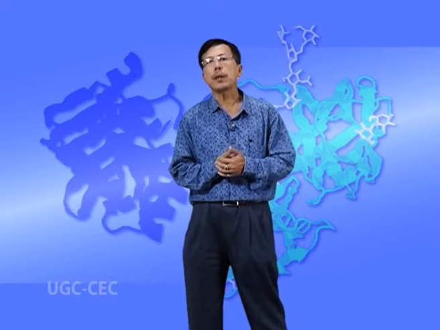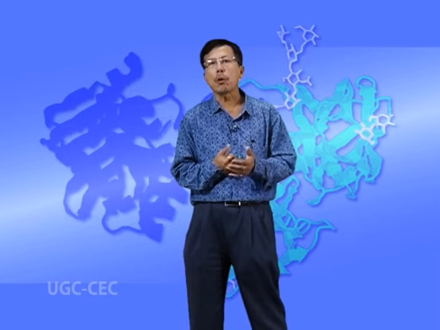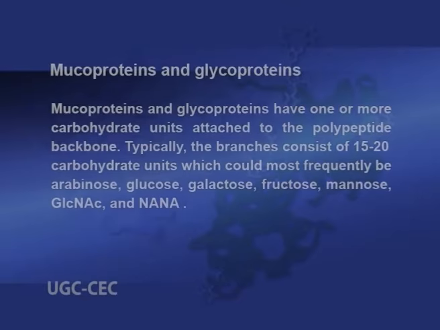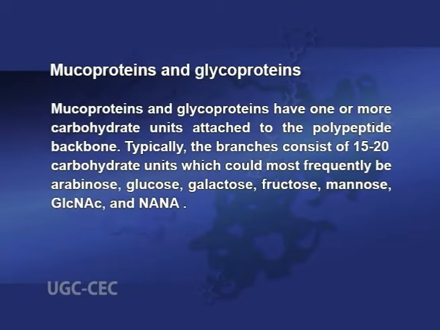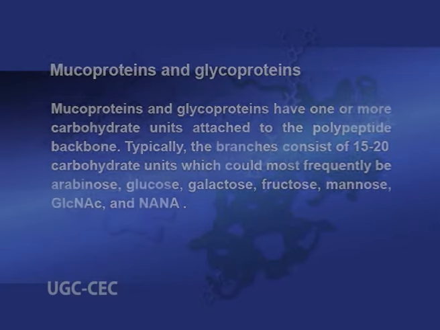Now, let us discuss the category called mucoproteins and glycoproteins. Mucoproteins and glycoproteins have one or more carbohydrate units attached to the polypeptide backbone. Typically, the branches consist of 15 to 20 carbohydrate units, which could most frequently be arabinose, glucose, galactose, fructose, mannose, N-acetyl glucosamine, and N-acetyl neuraminic acid, NANA.